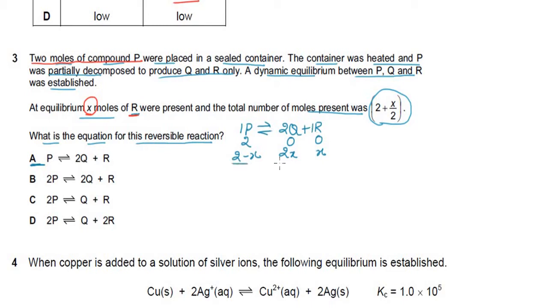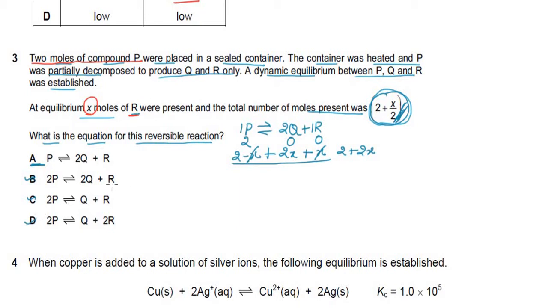Now if we total up all these moles, the X and minus X get cancelled. So our answer is 2 plus 2X. But total moles should be 2 plus X by 2. If we have a look at this line, it is X by 2. That shows that the sum of the moles should include half of R, then only we get an answer of X by 2. So let's have a look at the other equations now.